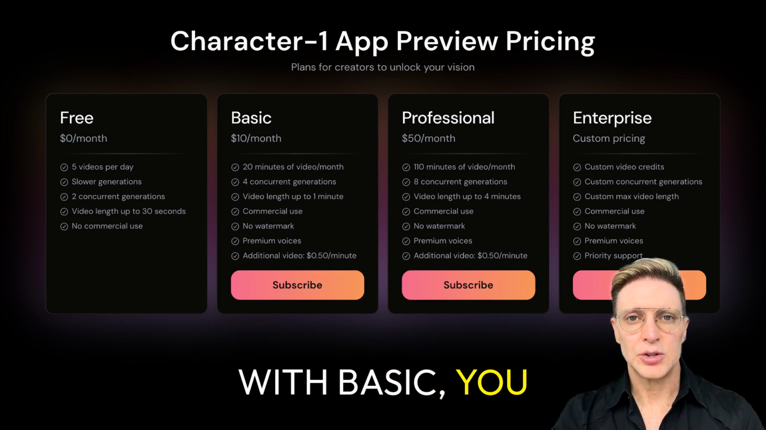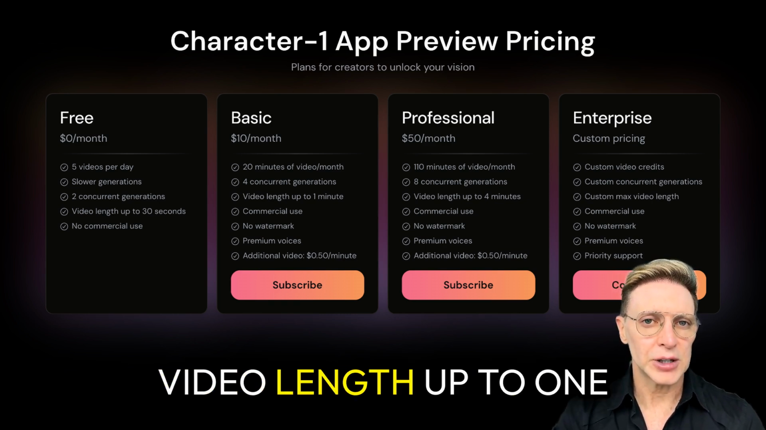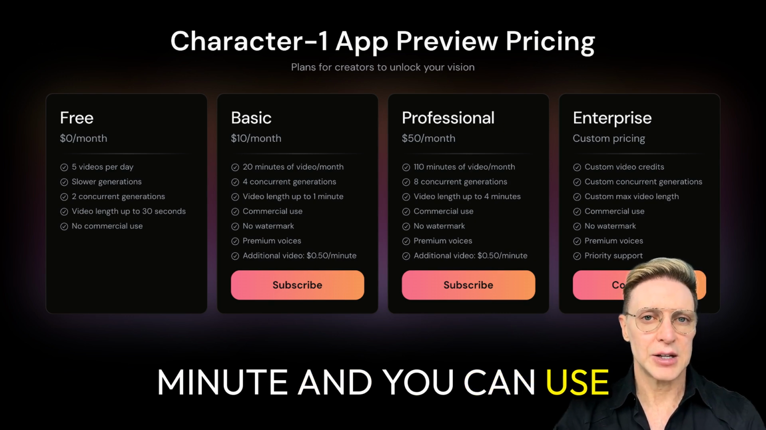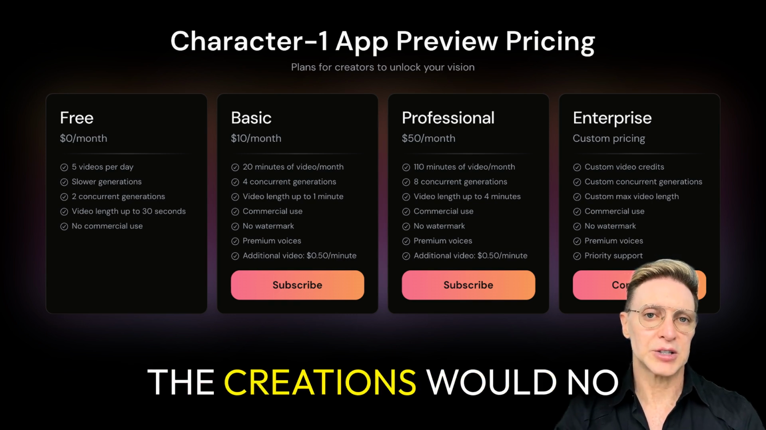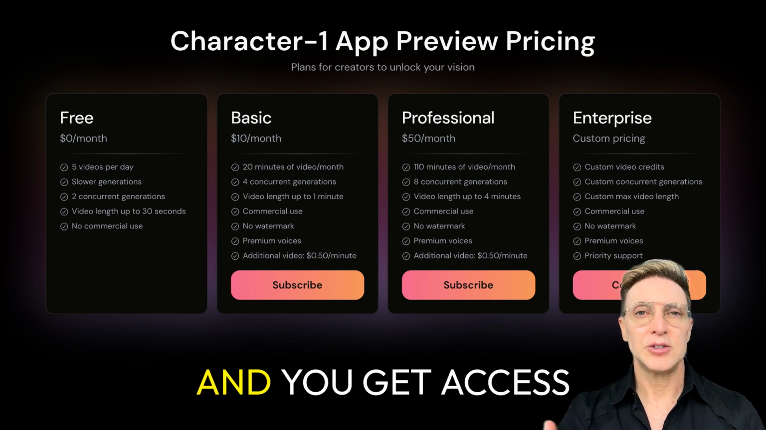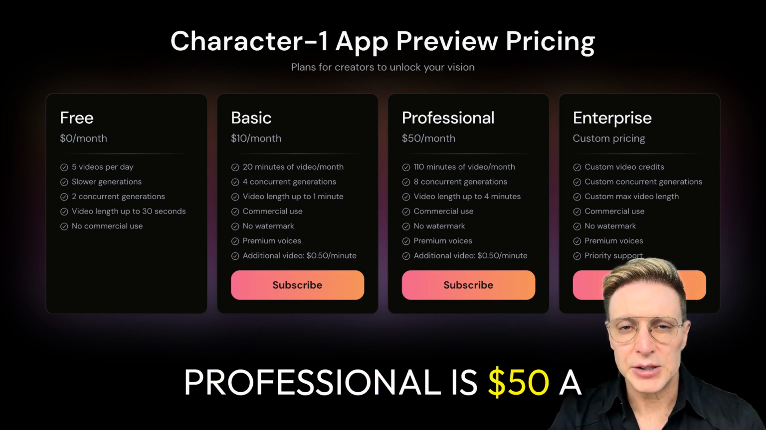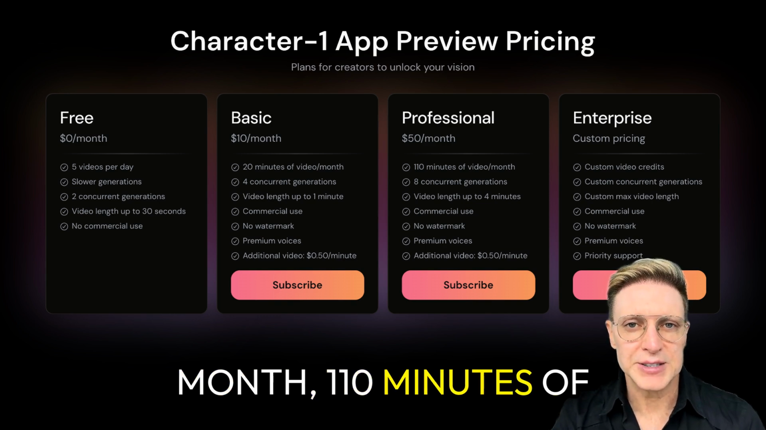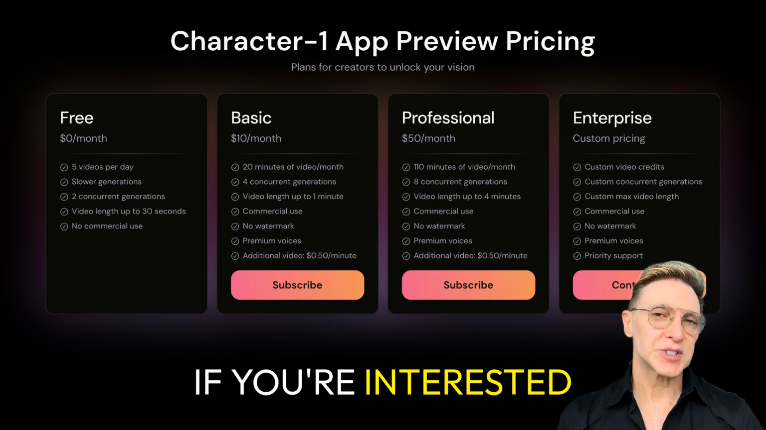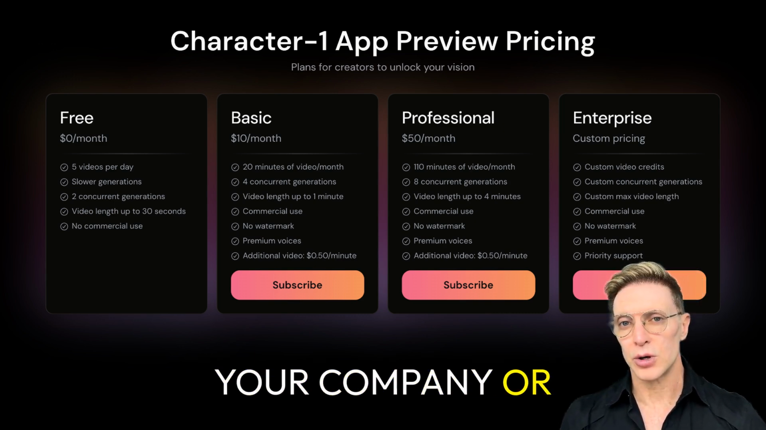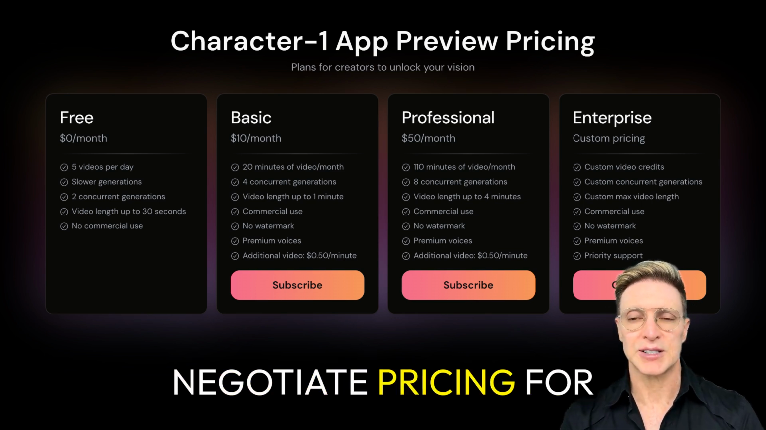With Basic, you get 20 minutes of video per month, 4 concurrent generations, video length up to 1 minute, and you can use these commercially. Of course, with this plan and the other paid plans, the creations would no longer be watermarked, and you get access to additional premium voices. Professional is $50 a month, 110 minutes of video, and Enterprise is custom pricing.